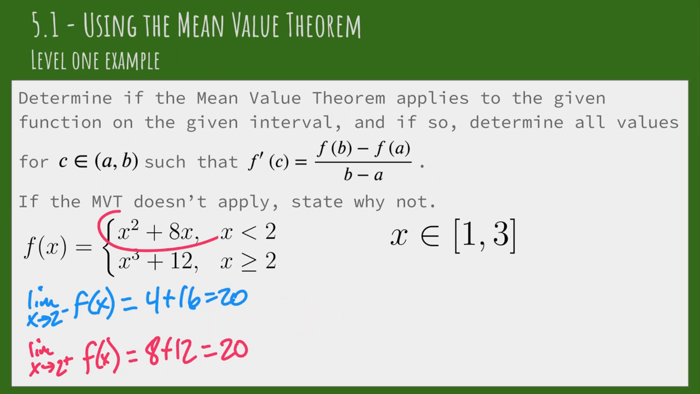It's also continuous anywhere to the left of 2 and anywhere to the right of 2 because they're just polynomial functions. What we need to check next is differentiability. So let's take the derivative.